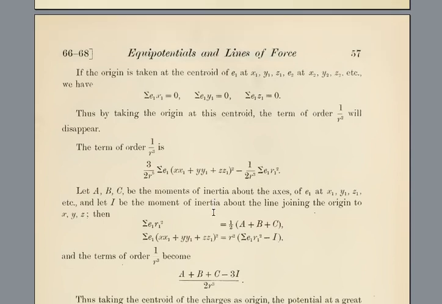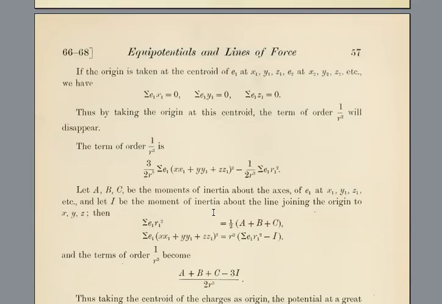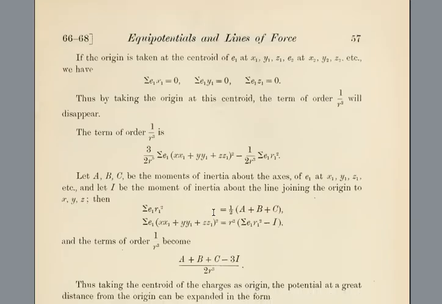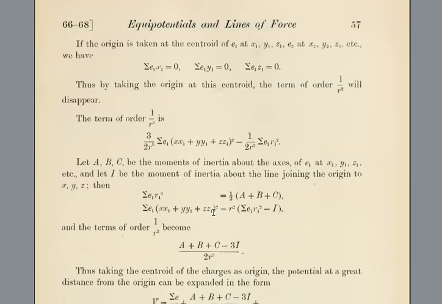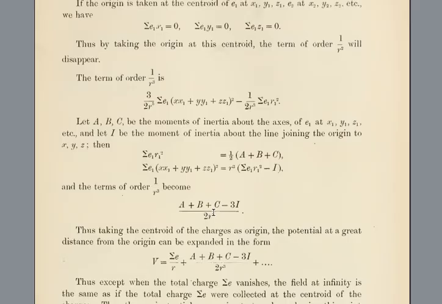The term of order 1 divided by r cubed is given by the sum of charge times r sub i squared minus 1/3 of the moment of inertia about the line joining the origin to the point x, y, z. Let A, B, and C be the moments of inertia about the coordinate axes of the charge e sub i at x sub i, y sub i, z sub i, and let I be the moment of inertia about the line joining the origin to the point x, y, z. Then we obtain sum of charge times r sub i squared equals sum of moments of inertia A, B, and C. Sum of charge times the square of the coordinate positions equals sum of charge times r sub i squared minus the moment of inertia I.